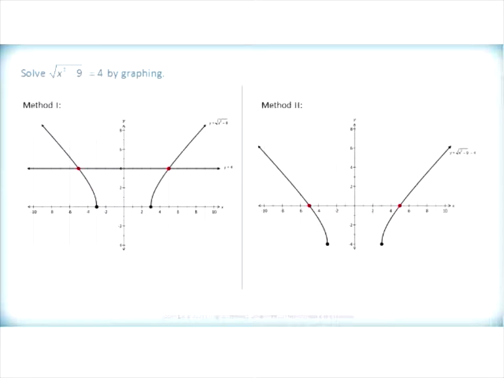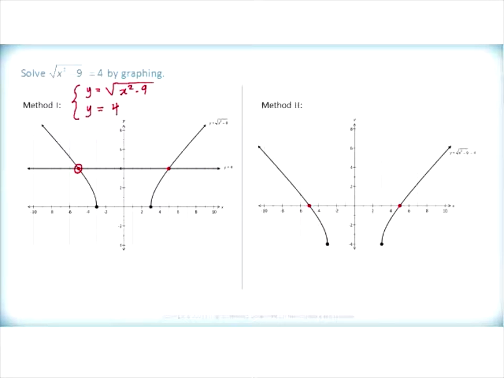Similarly, we have to solve the square root of x squared minus 9 equals 4 by graphing. The graphs are already provided for you, whereby we graphed both sides of the equation. As a system of equations, we have y equals the square root of x squared minus 9, and the other graph will be that of y equals 4. The square root of x squared minus 9 is illustrated here in this graph for values of x that are greater than or equal to 3, or less than or equal to -3, and y equals 4 is the horizontal line.